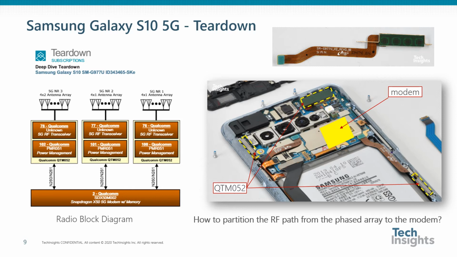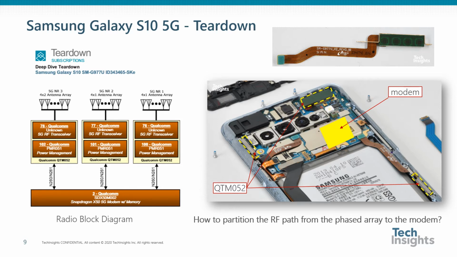From the teardown, we observe 3 QTM052 mmWave antenna modules. From the image you can see the placement of the modules within the phone in relation to the mobile SoC. 2 are placed to radiate out the sides of the phone near the top and bottom, and the third is placed at the top and radiates out the back of the phone.